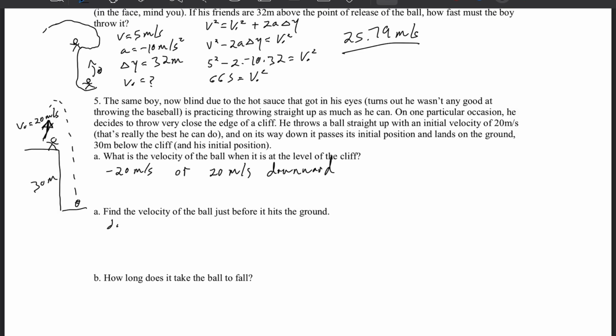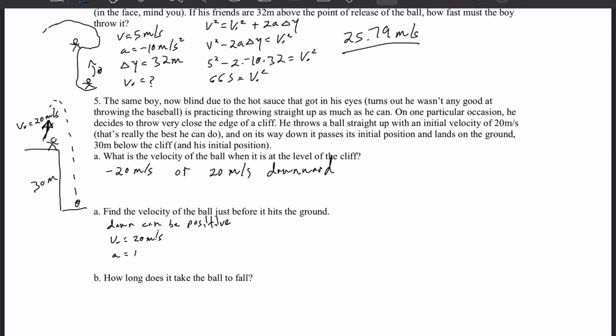Well, let's reset our question. Let's say it's starting at the cliff and going down. We can say down is positive, couldn't we? I mean, we're able to do that, aren't we? And it's starting at 20 meters per second downward. Acceleration is 10 meters per second squared downward. And the displacement is 30 meters.